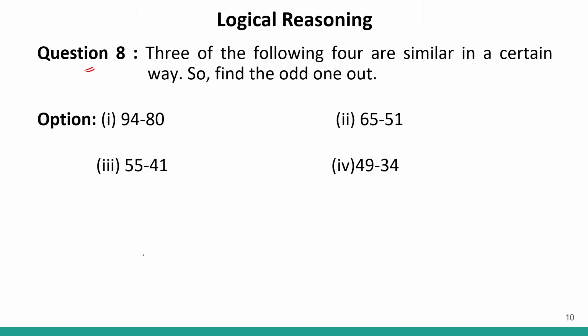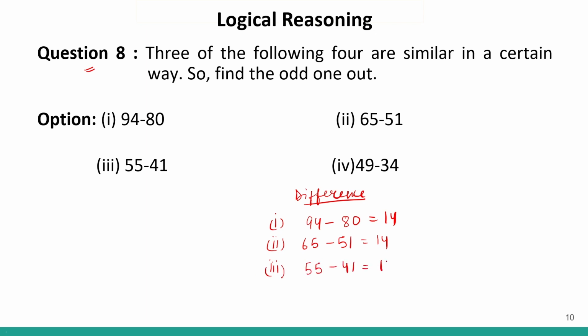Now, question number 8. If I look at question number 8, between 94 and 80, what is the difference? So I am calculating the difference. In option number 1, the difference will be 94 minus 80, that is 14. Correct? In option number 2, the difference will be 65 minus 51, which is again 14. In option number 3, the difference will be 55 minus 41, which is again 14. But in option number 4, the difference will be 49 minus 34. This will be equal to 15.